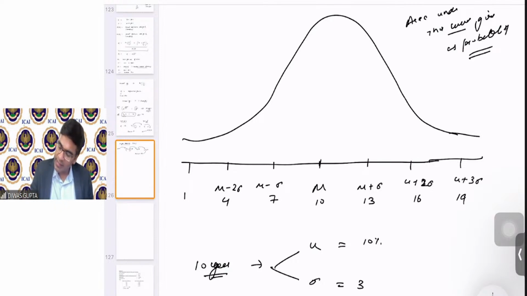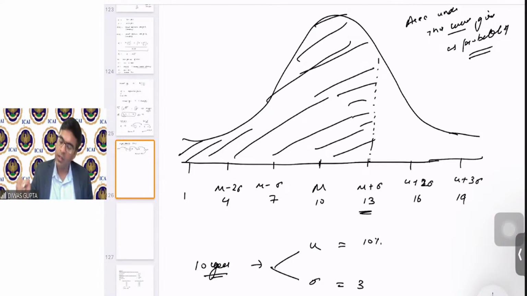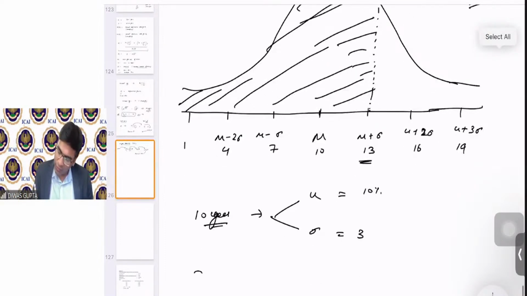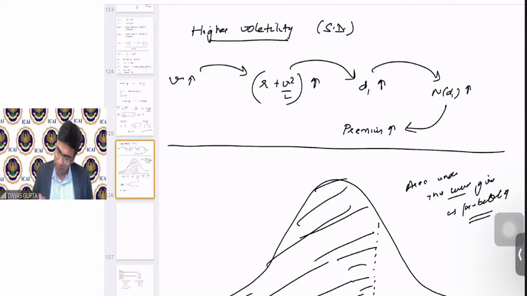Now let's say we have to find the probability of 13. So 13 is here, and whatever is the area under the curve till 13 gives us the probability. For calculating this probability, we need to calculate the Z score. Students, we have to calculate the Z score.